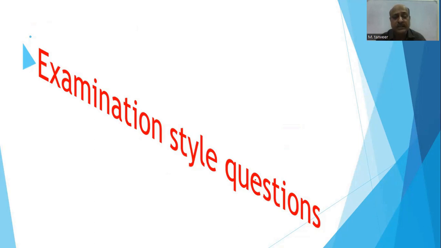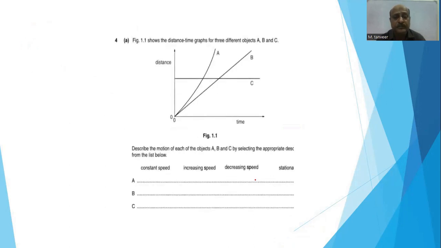Now we will discuss the examination style questions, how questions are asked about this topic. The figure shows the distance time graph for three different objects A, B, C. These are the three different objects. Describe the motion of each object A, B, C by selecting the appropriate description from the list below: constant speed, increasing speed, decreasing speed, and stationary.